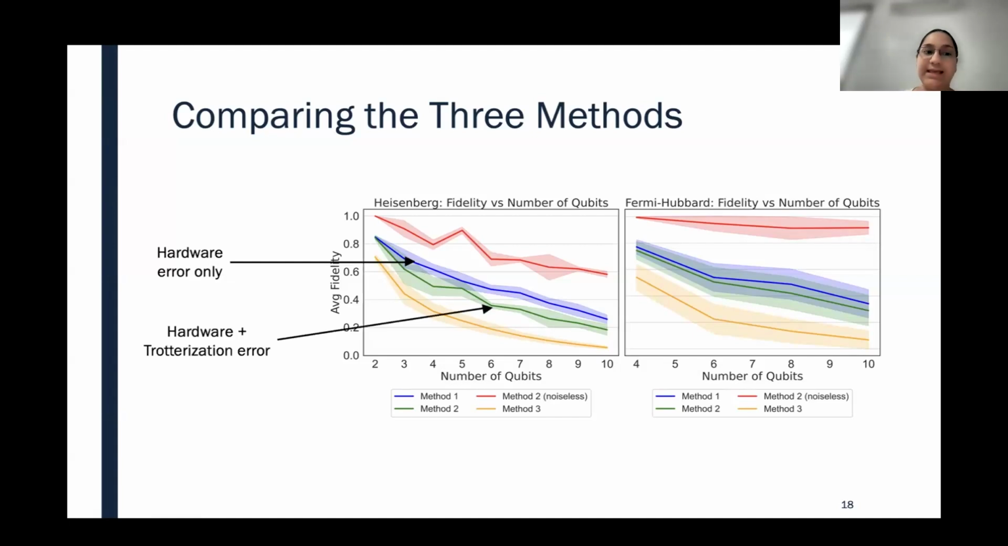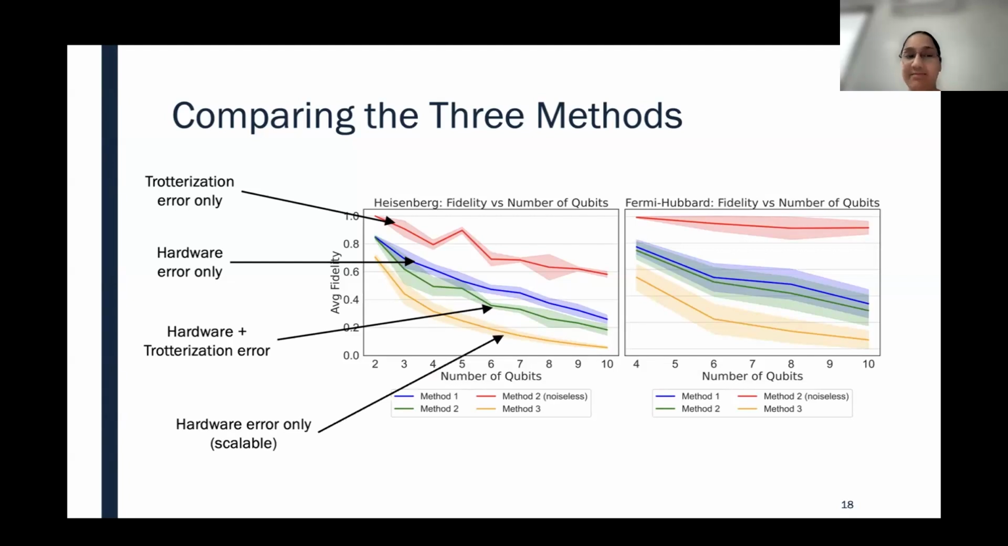Method 2 is the error, which is a combination of hardware as well as algorithmic or Trotterization error. And method 2 noiseless is the algorithmic or Trotterization error only, and therefore it has the highest fidelity. So if you look at it, method 2 should be a summation of method 1 and method 2 noiseless. Okay. Now, the third method, which is the mirror method, is also representative of hardware error.